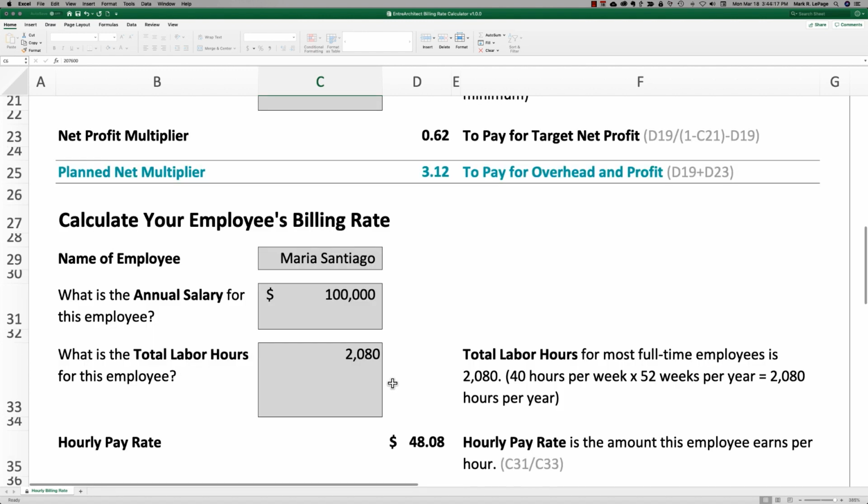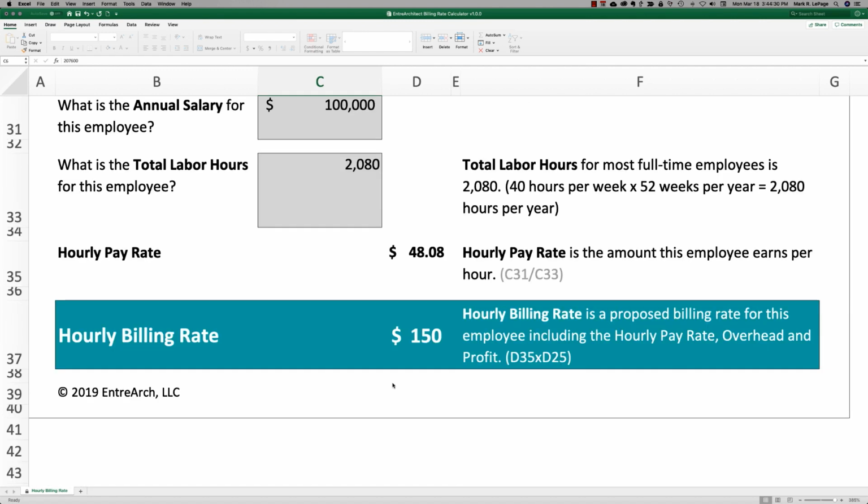So the hourly billing rate is a proposed billing rate for this employee, including the hourly pay rate, the overhead, and profit. So now you can do this calculation for each member of your team and determine an hourly billing rate that you can start with that you know will include the pay rate, the overhead, and the profit. And so that's how the hourly billing rate calculator functions and works for you and your small firm.